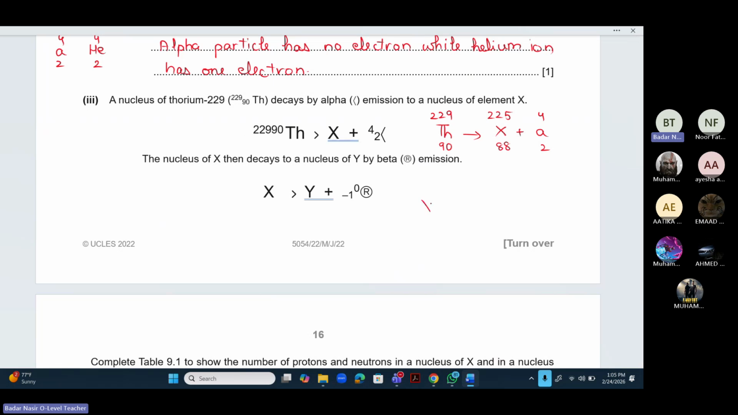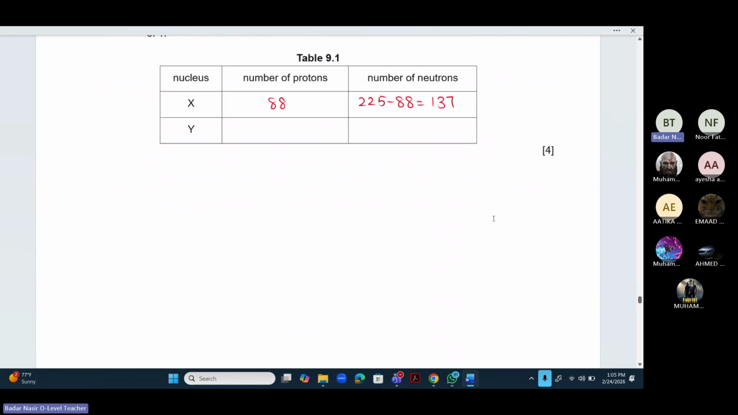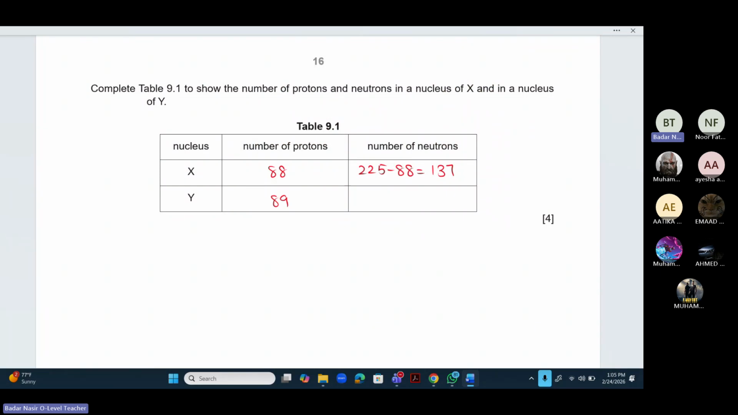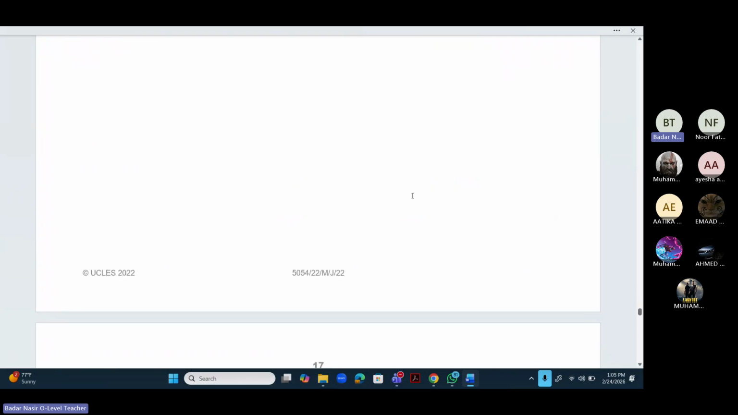Now the element X with a proton number of 88 and a mass number of 225 decays to form Y and it releases beta. So beta की वजह से proton number में 1 add होके 89, and the mass number stays the same, which is 225. So additionally we give a negative sign. Yes. ठीक है. So the number of protons in Y is 89 and the number of neutrons will be 225 minus 89, which is 136. Okay. So ये हमने fill कर देना है.